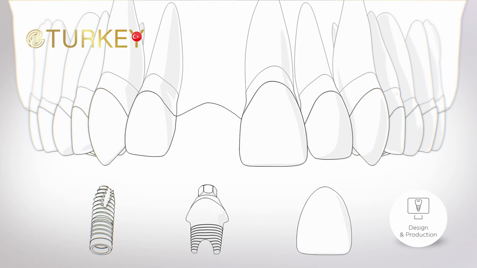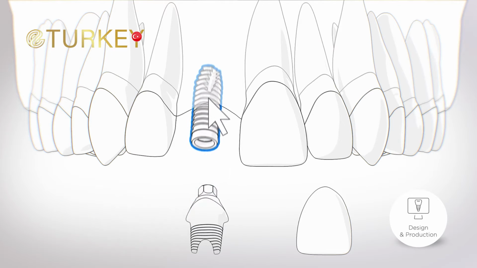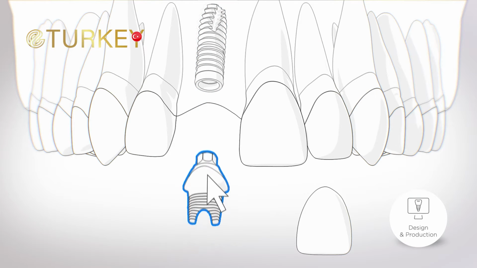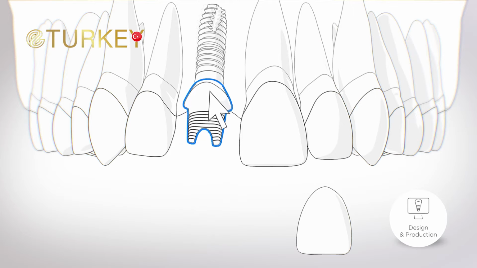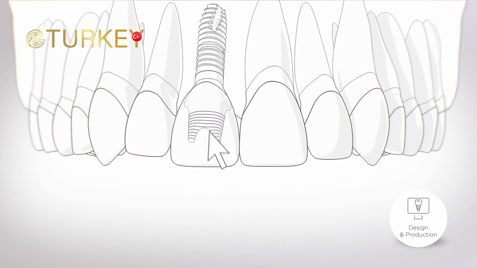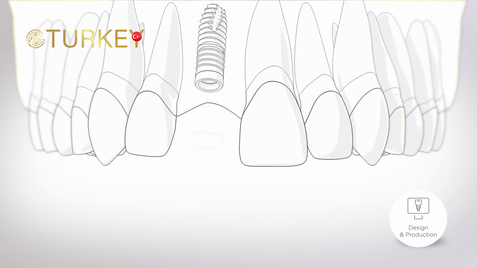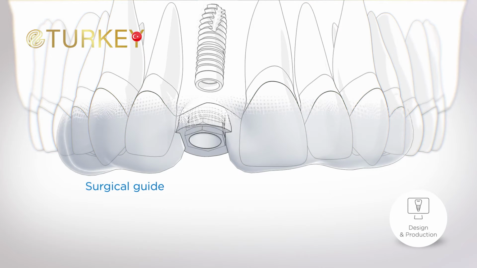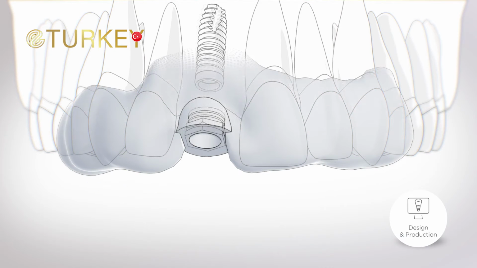After the appointment, the correctly sized implant is planned and positioned to replace your natural tooth root. An intermediate component, the so-called abutment, and the crown are designed to harmonize perfectly with your natural teeth. An individual, so-called surgical guide is designed to accurately convert the digital design into reality.